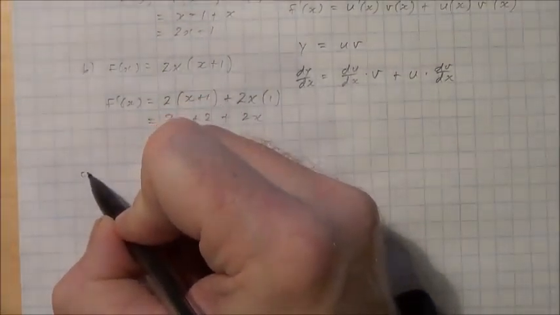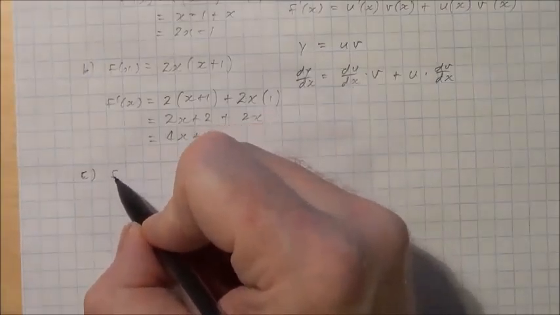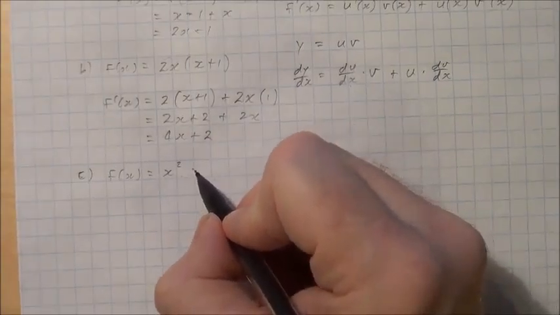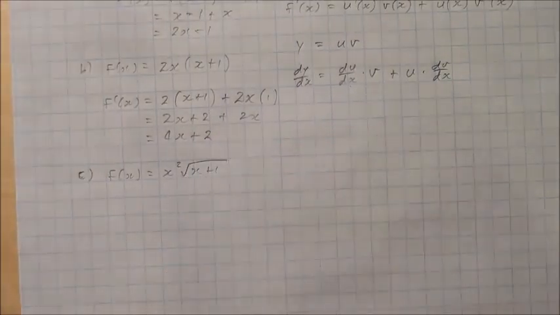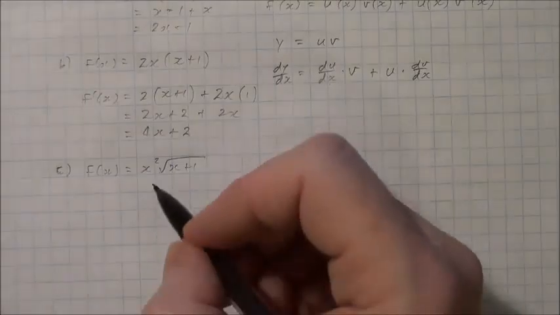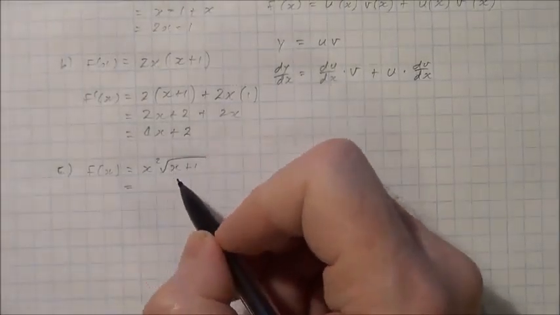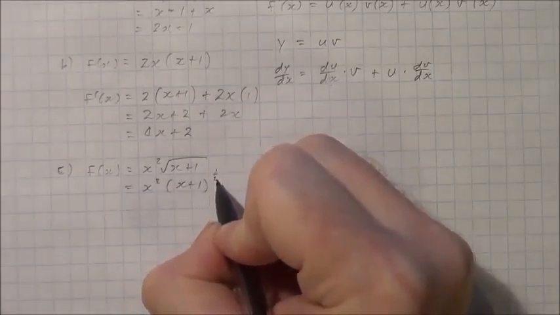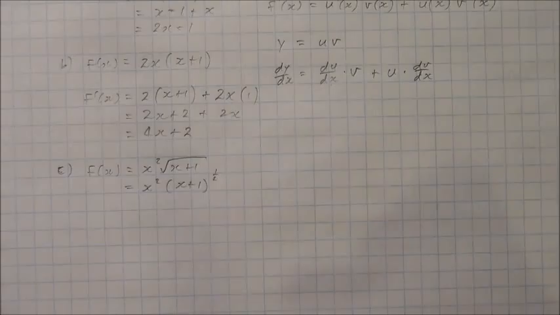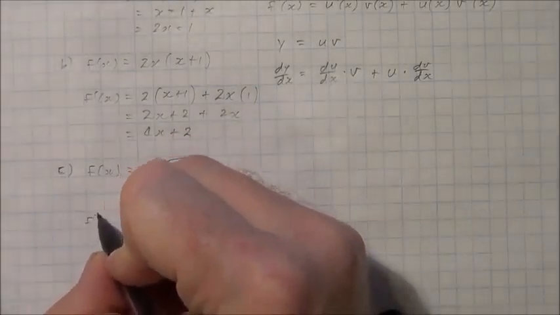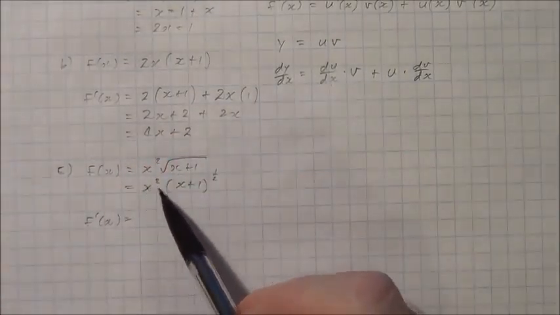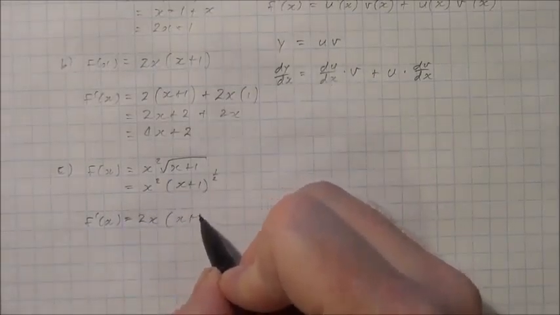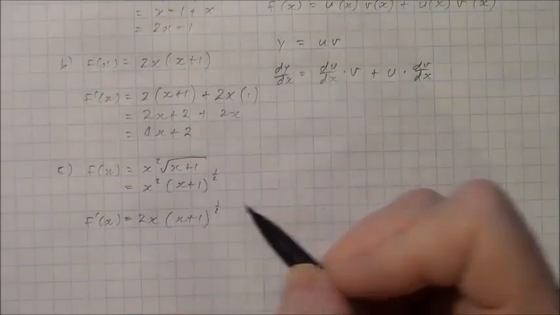In part C, f of x is defined as x squared multiplied by the root of x plus 1. So we need to rewrite the root of x plus 1 into exponent form. So we get x plus 1 all to the exponent 1/2. And then now we'll go ahead and take the derivative. So f prime of x, the derivative of the first, which is 2x, multiplied by the second, which is x plus 1 to the exponent 1/2.